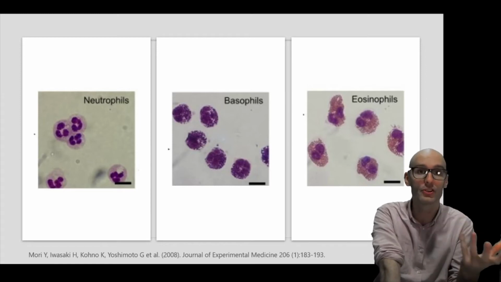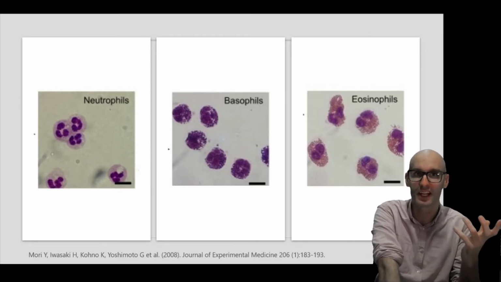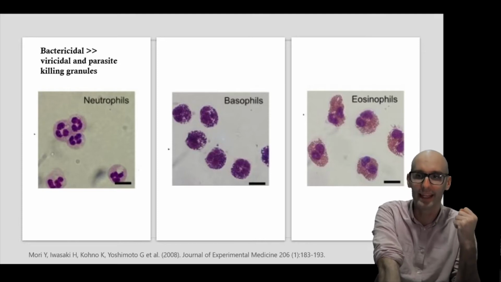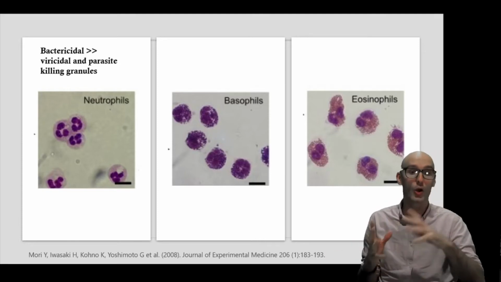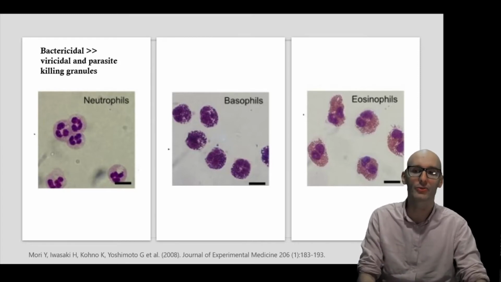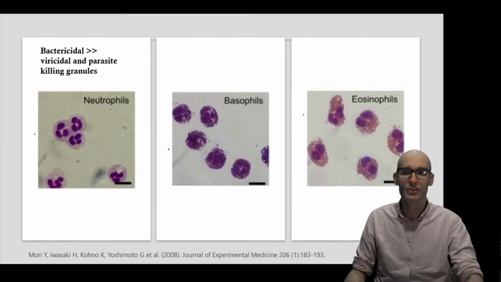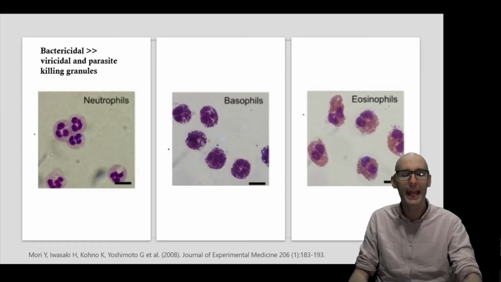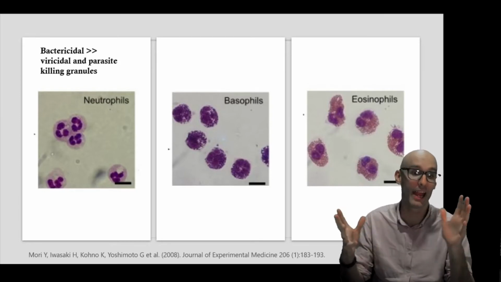So we've met the neutrophil. Its granules are full of neutrophil elastase and MPO, myeloperoxidase, which produces bleach. So it's typically bactericidal. That's the number one thing neutrophils do, but they're also viricidal and parasite killing. But their main role is bacteria and fungi, for example.